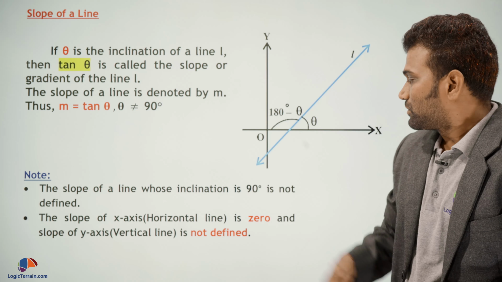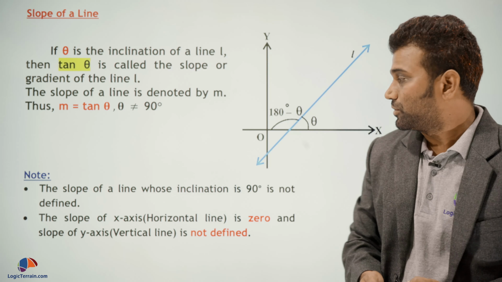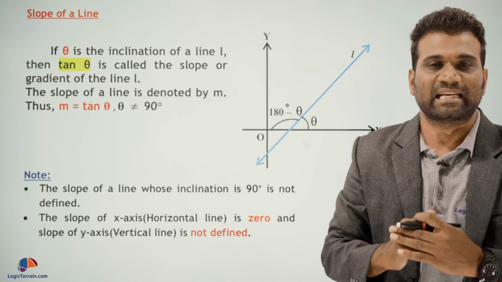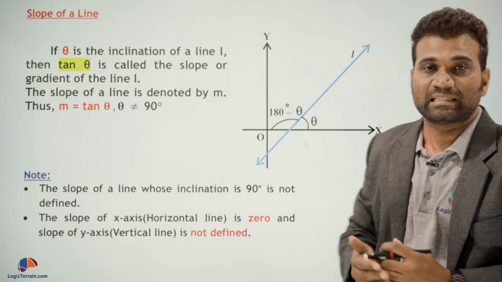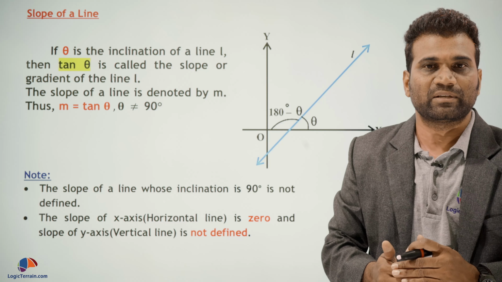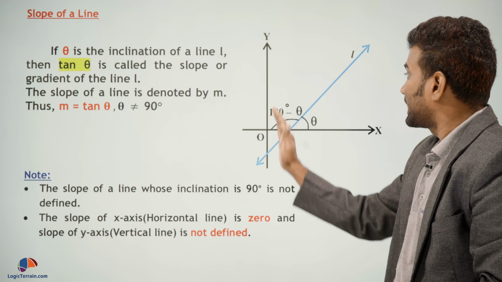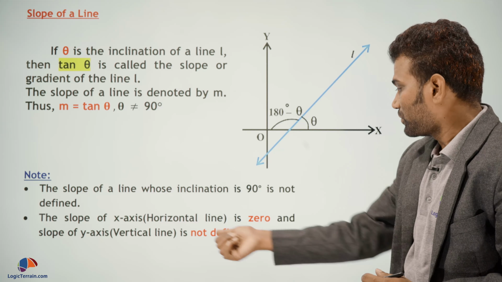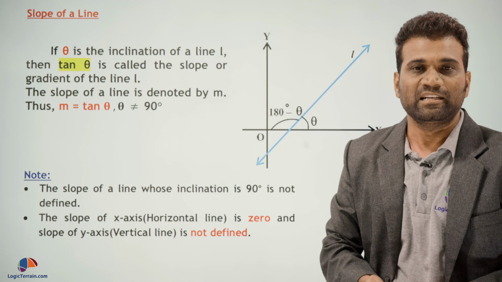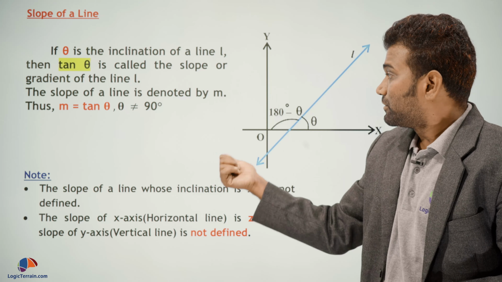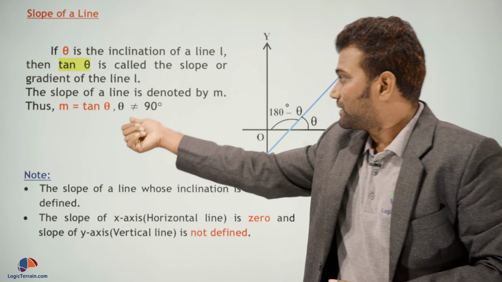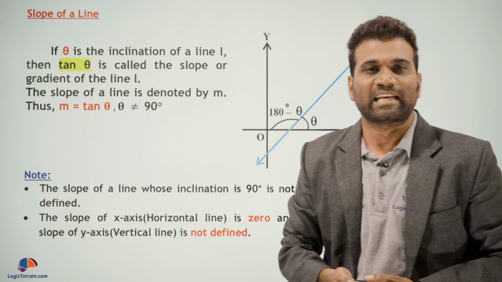Clear? Here are two more things you need to know. If theta is equal to 0, which represents a horizontal line, that is the x-axis, then any line parallel to the x-axis has slope 0. If theta is equal to 90 degrees, the line is perpendicular to the x-axis, that is, parallel to the y-axis, and its slope is not defined. Any line parallel to the y-axis also has an undefined slope. So this is when theta, the inclination, is given, and the slope formula is m equals tan theta.